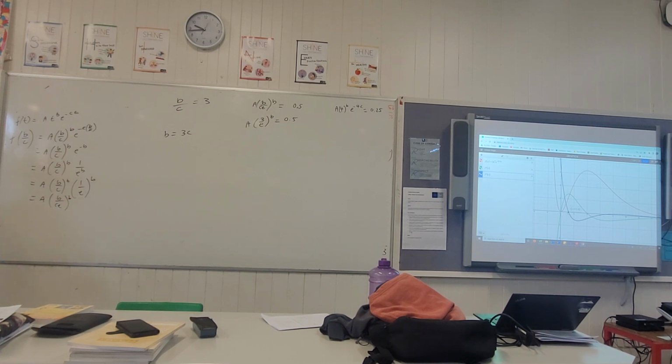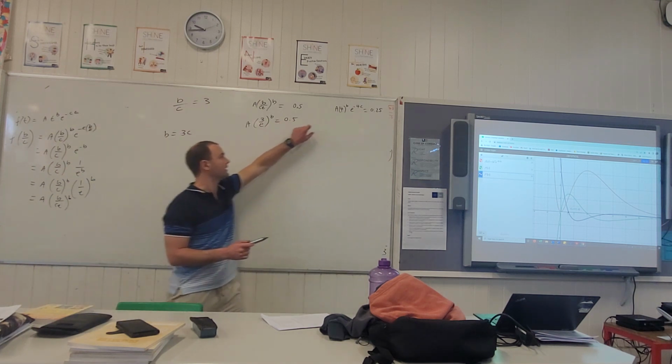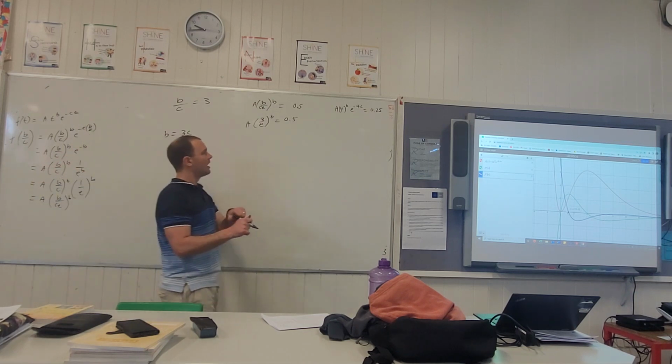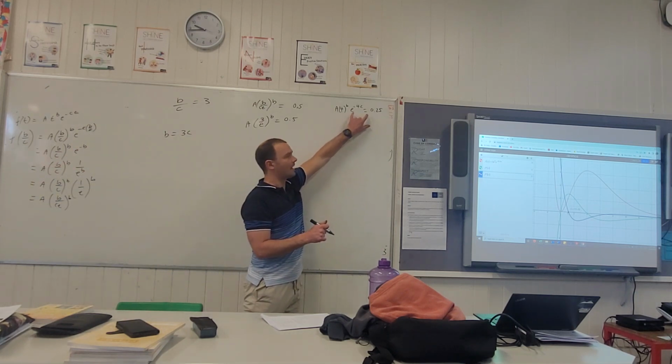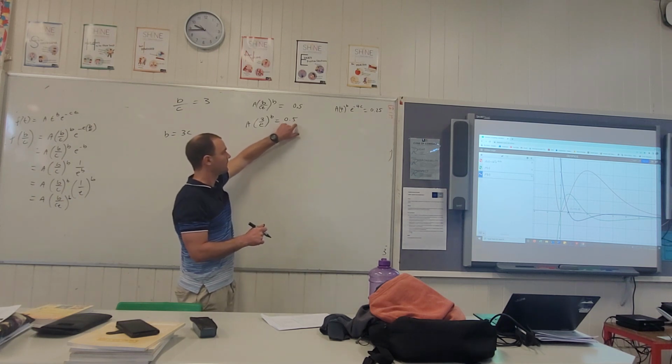Alright, so I think here's the trick. I think here's what we're sort of looking at. 0.5 and 0.25. How can we equate these? Because if we can equate them, then we can eliminate A. And what we need to do is double this one. If you double 0.25, you get 0.5, right?